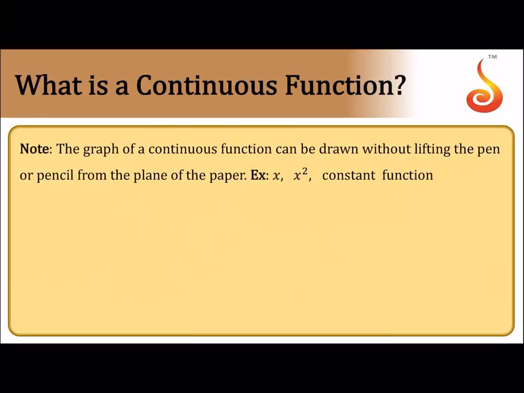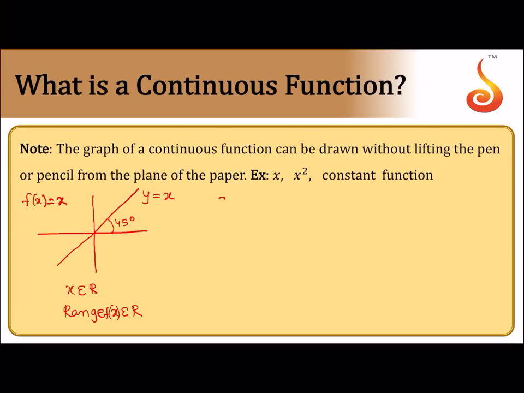Note: the graph of a continuous function can be drawn without lifting the pen or pencil from the plane of the paper, for example, x, x square and a constant function. This is y equal to x, a continuous function. So what's the domain? x belongs to real numbers. The range is also real numbers. A straight line, y is equal to x. This angle is 45 degrees.